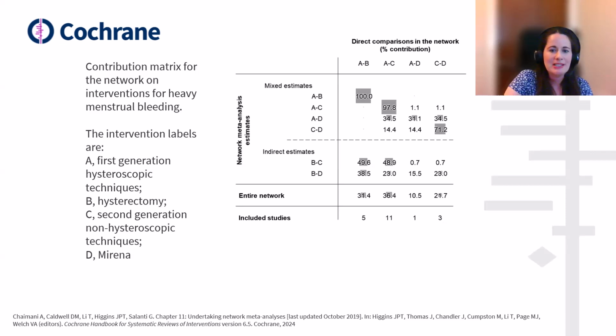The NMA estimates can either be mixed estimates from both direct and indirect evidence, or they can be from the indirect estimates only, where no direct comparison exists. This is a nice way of showing how much direct evidence contributes to each NMA estimate. However, like with the table for the network structure, these could become quite long and complex with many different treatments.